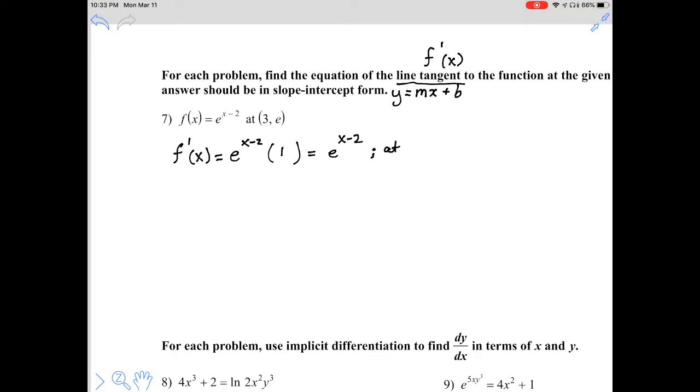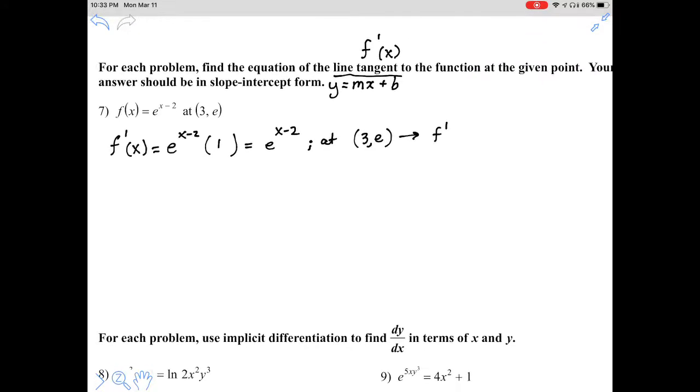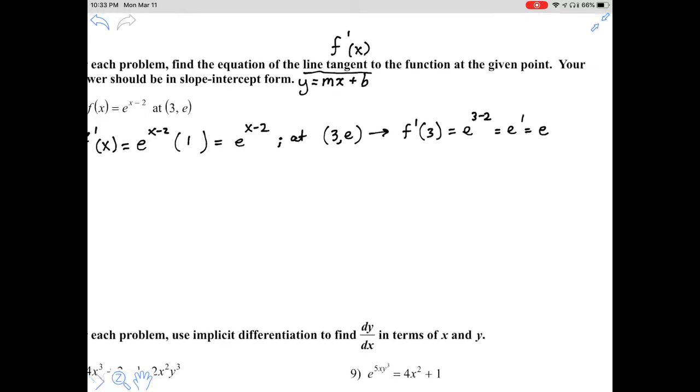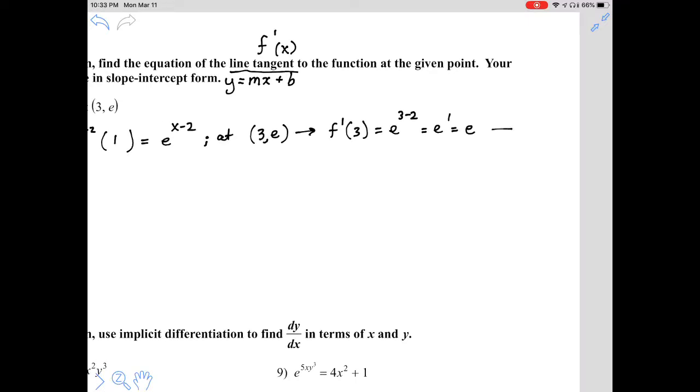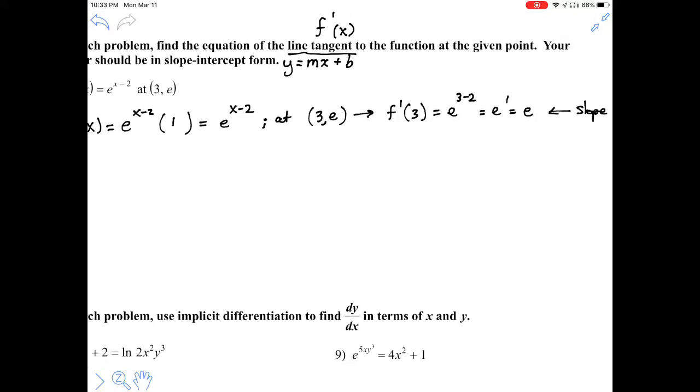Now at the point 3 comma e, f prime of x becomes f prime of 3. We just need to plug in the x value there. So f prime of 3 equals e to the 3 minus 2, which is e to the first power, which is just e. So that's our slope. When you plug an x value into our derivative, you get a slope at that x value, slope of the tangent line.